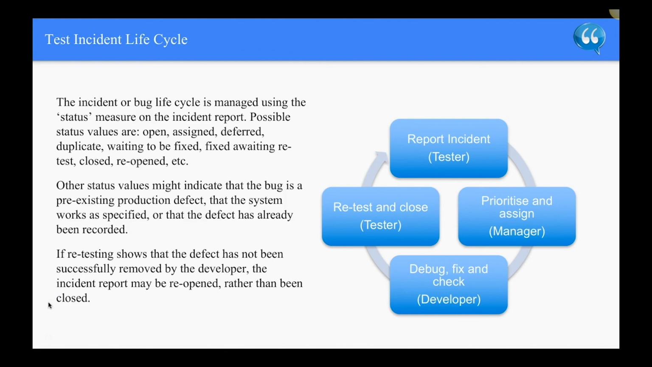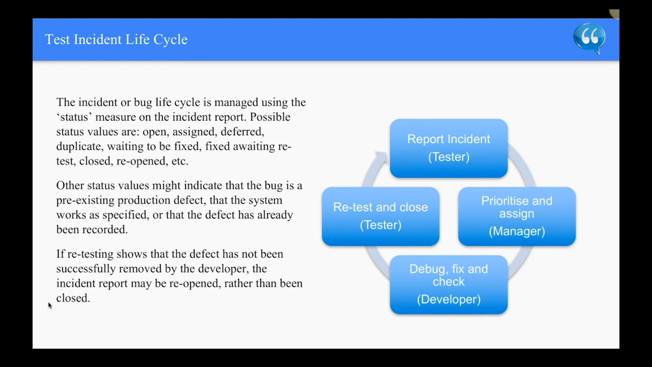Test incident lifecycle. The incident or bug lifecycle is managed using the status measure on the incident report. Possible status values are open, assigned, deferred, duplicate, waiting to be fixed, fixed awaiting retest, closed, reopened, etc. Other status values might indicate that the bug is a pre-existing production defect, that the system works as specified, or that the defect has already been recorded.